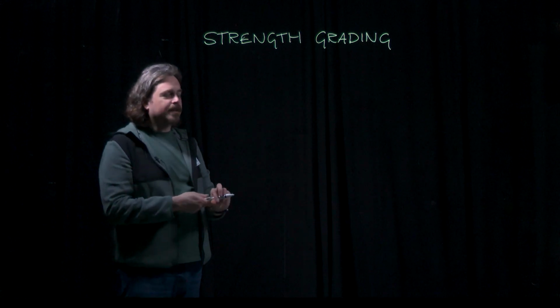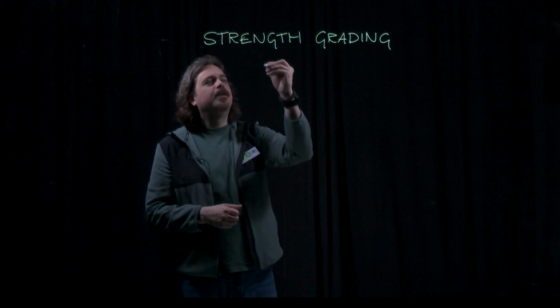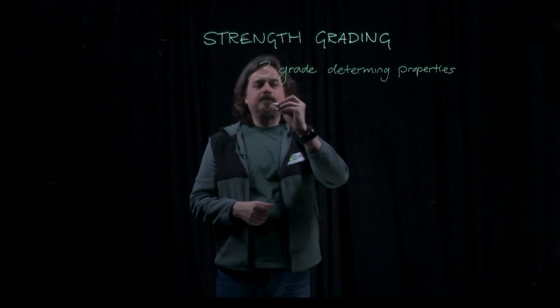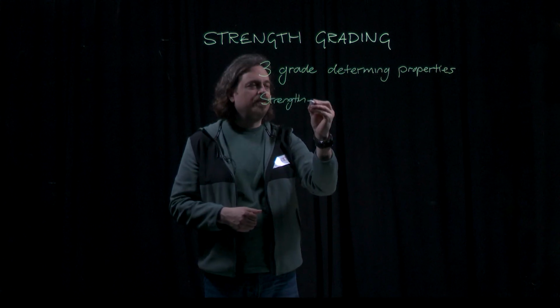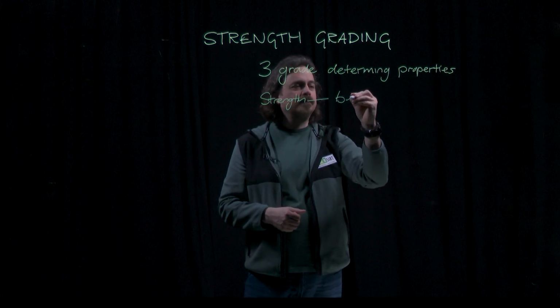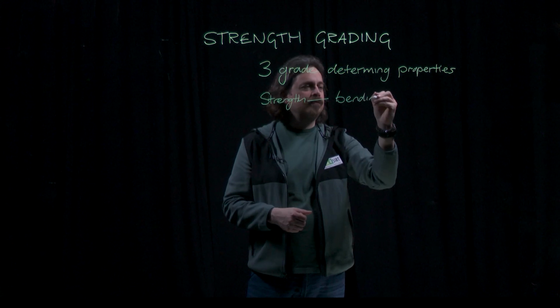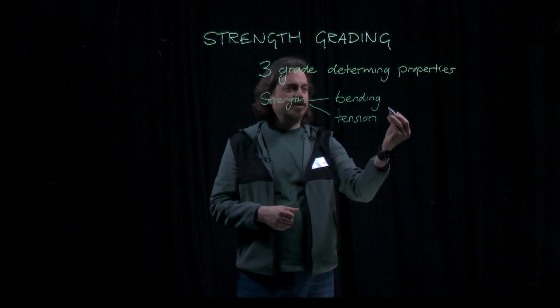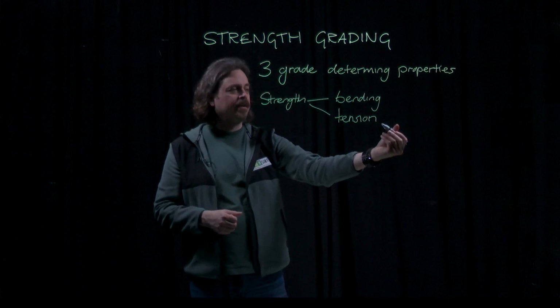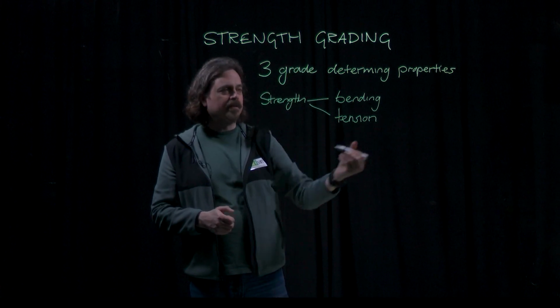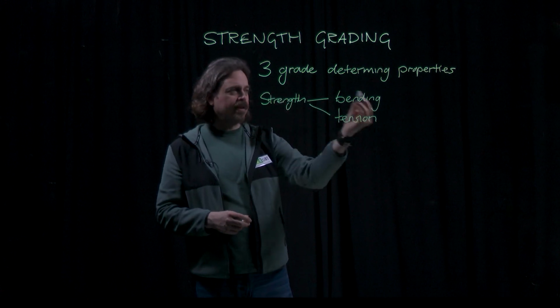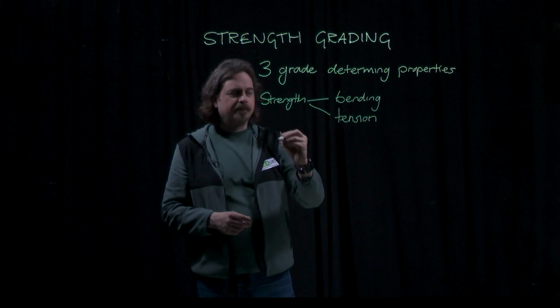And strength grading is guaranteeing three main grade determining properties, which are strength, which is usually either from bending testing or tension testing. For normal construction timber, it's based on bending testing. For glulam, often it's based on tension testing. So one measurement of strength which we can establish from testing.